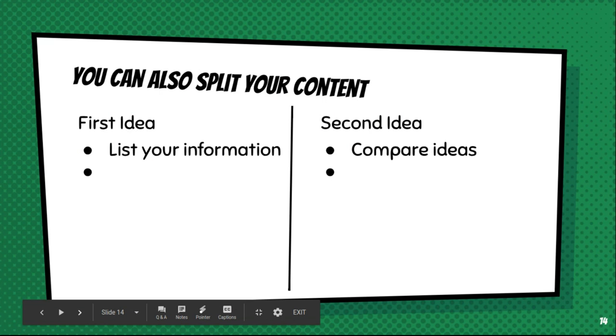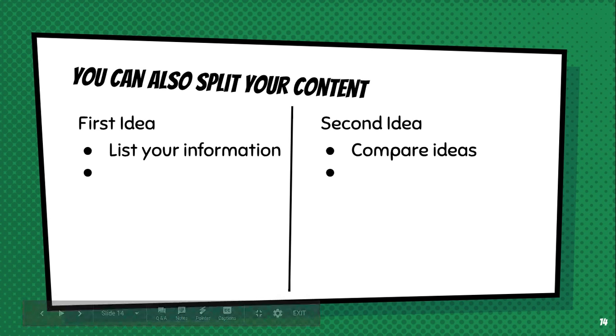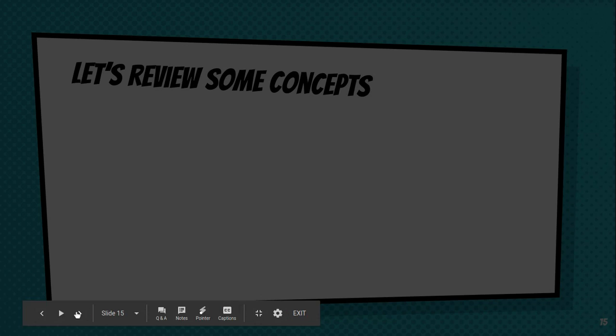You can also show your content by splitting it into two different ideas. You can put one idea on one side and the other idea on the other side. Use some bullet points to list your information. Keep it concise, not a lot of words, when you're trying to compare things, and try to line them up evenly so they can visually see the comparison right there on the screen.